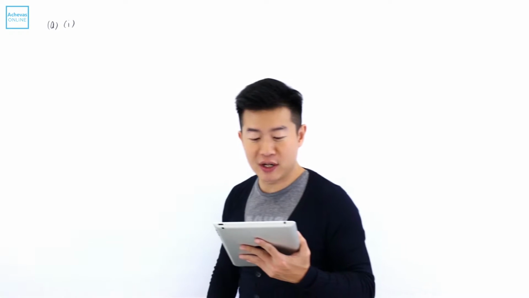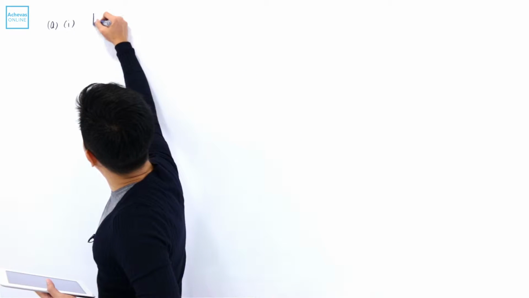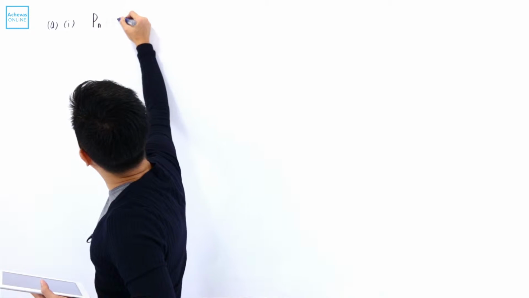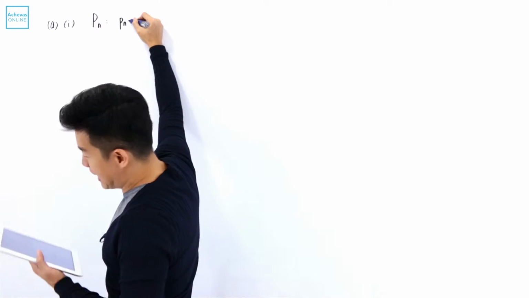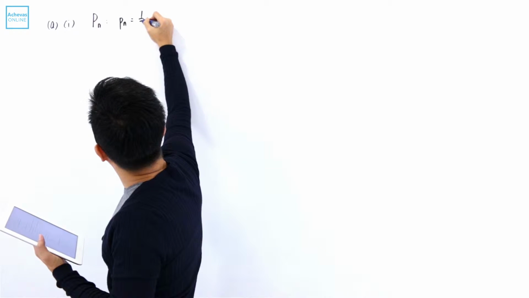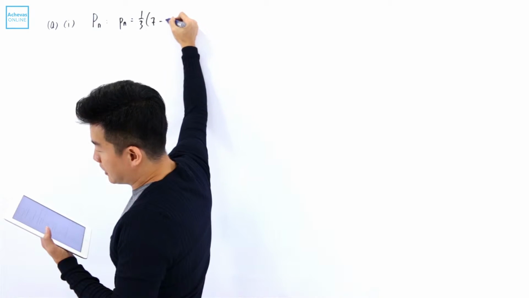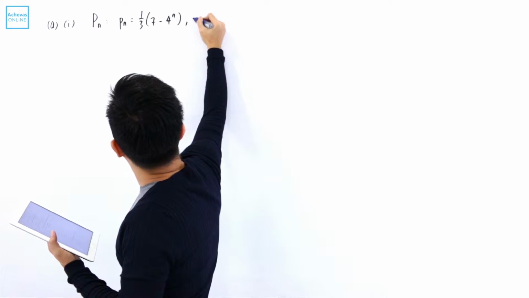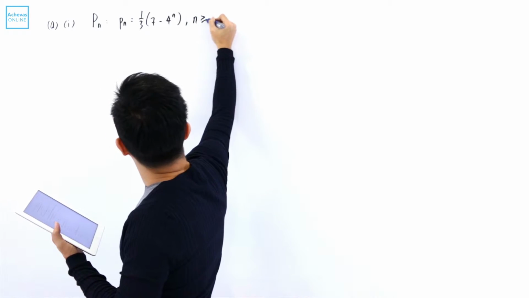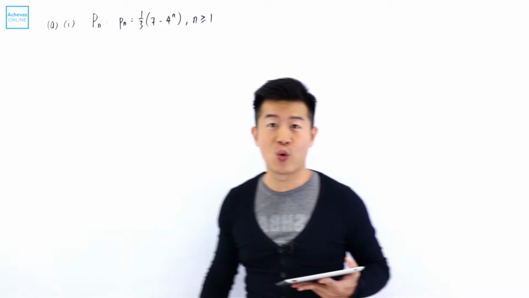We are supposed to now make use of the method of mathematical induction to prove the expression for Pn to be 1/3 (7 minus 4 to the power of n). Well, I'm going to write down my proposition. I'm going to call it Pn, which is small pn, where it is equal to 1/3 (7 minus 4 to the power of n), where the question gives me that n is supposed to be bigger or equal to 1.